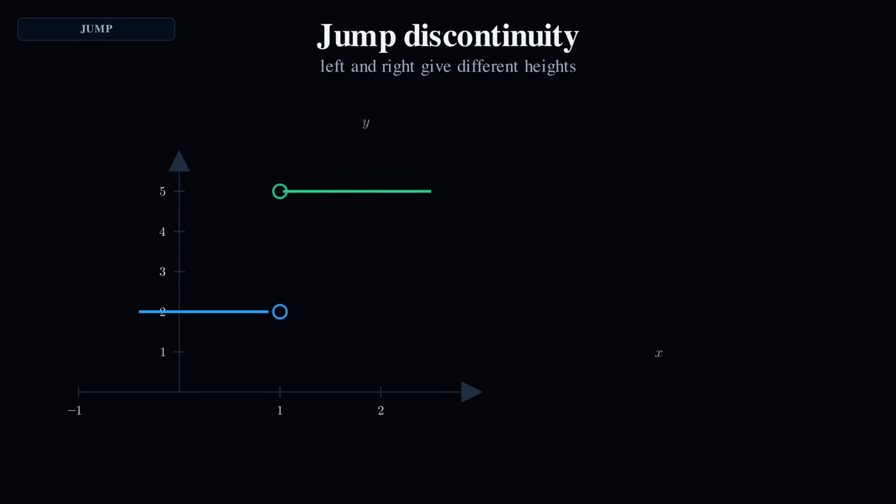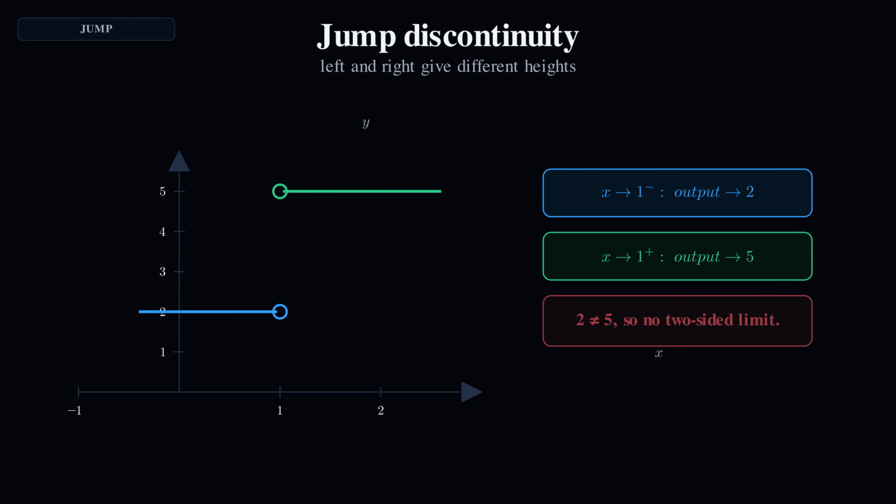Now look at a jump. From the left side, the graph approaches height 2. From the right side, the graph approaches height 5. The two sides disagree. There is no single height that both sides approach. So the two-sided limit does not exist. A limit needs one approaching value, not two competing answers.